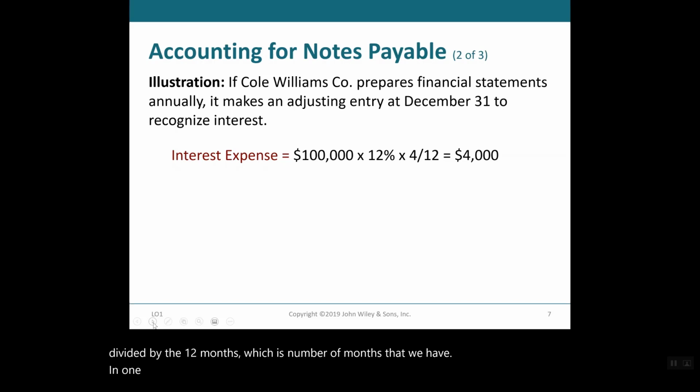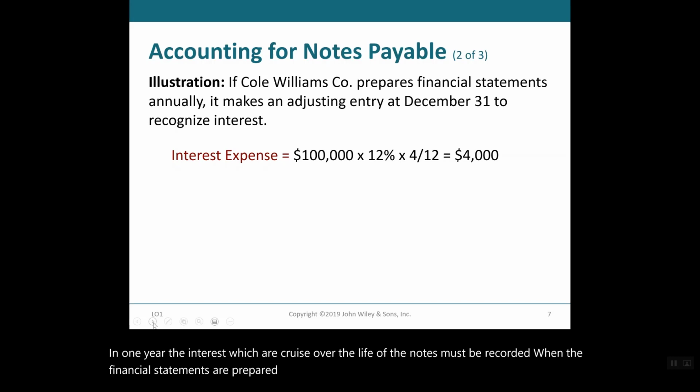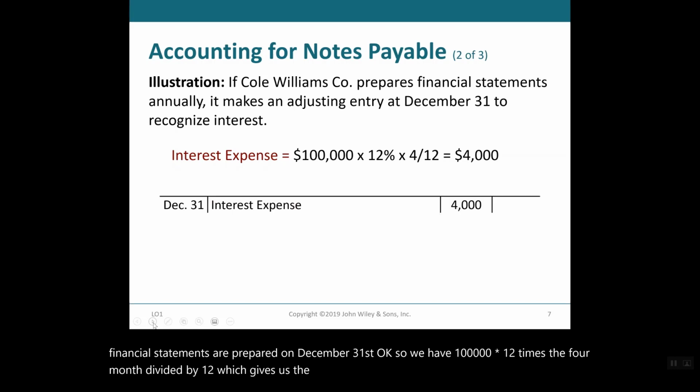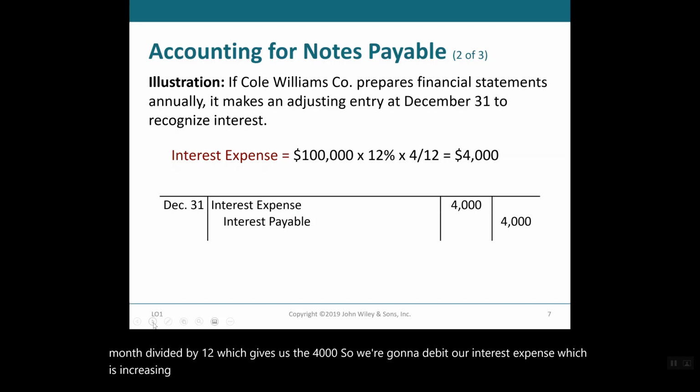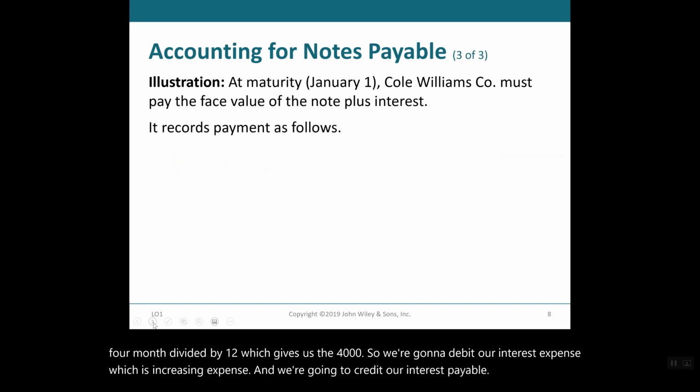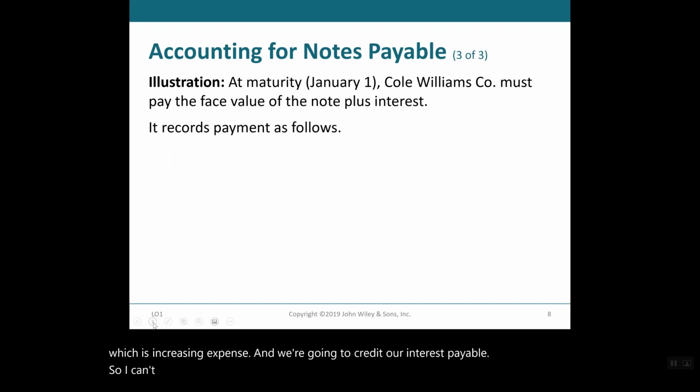The interest which accrues over the life of the note must be recorded when the financial statements are prepared on December 31st. So we have 100,000 times 12% times 4 months divided by 12, which gives us 4,000. So we debit our interest expense, which is an increase in expense, and we credit our interest payable.